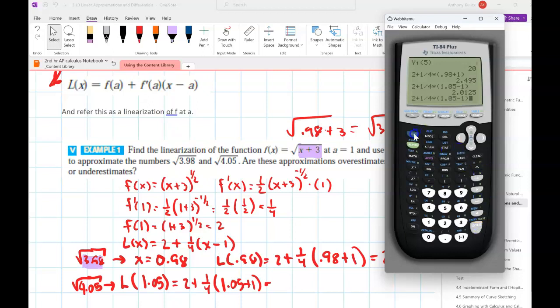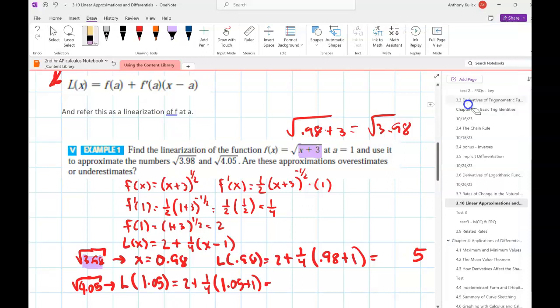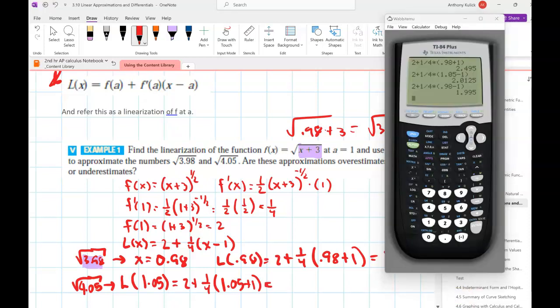Why did we choose 1.05? Because 4.05 minus 3 is 1.05. Would you always just leave it exact? No way, dude. You want to leave all of your... just leave it exact? Yeah.